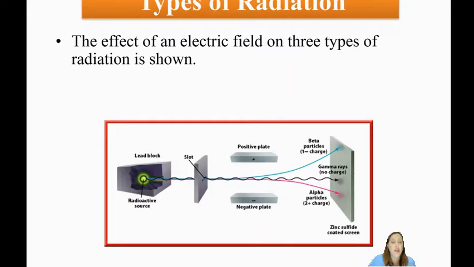Okay, so radiation. We have three major types of radiation. We have alpha particles, okay, so alpha radiation. We have gamma rays, and we have beta particles. So notice beta particles have a -1 charge. Alpha particles have a +2 charge, and gamma rays have no charge and no mass, but they're really high energy.